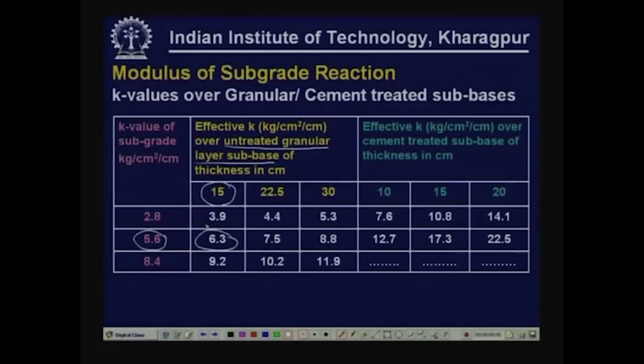Similarly, if a cement treated subbase is used on this same type of subgrade, a 15 centimeter thick cement treated subbase, then the combined K value will be 17.3. So, this is the value we are going to use in the analysis.